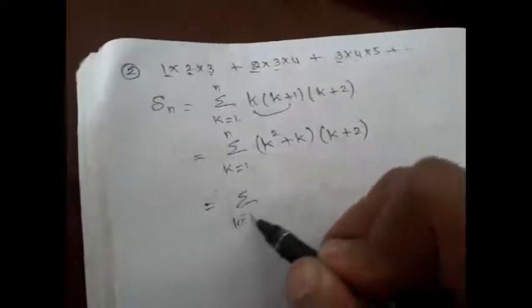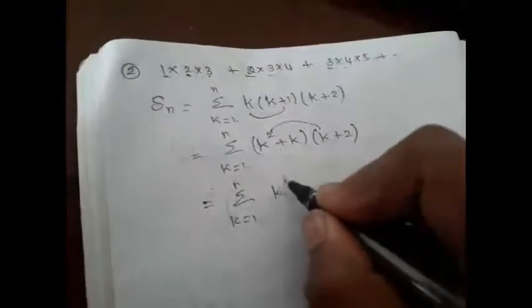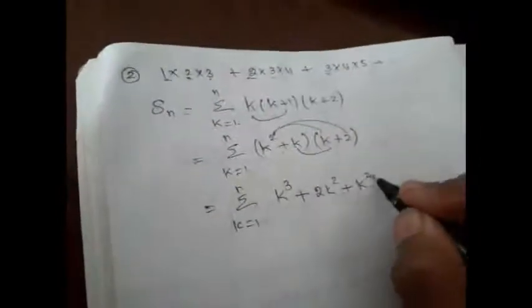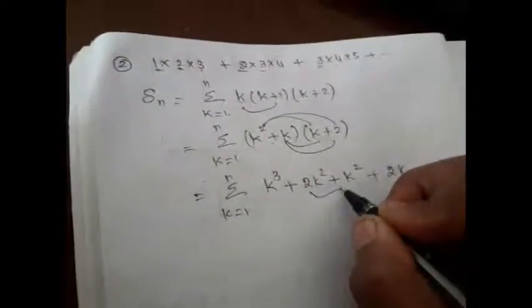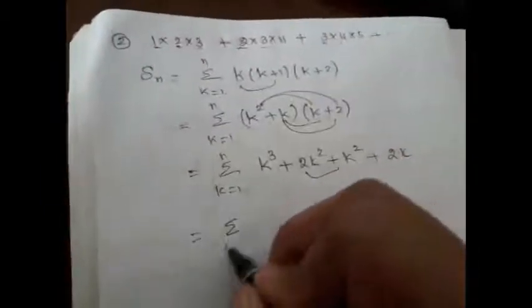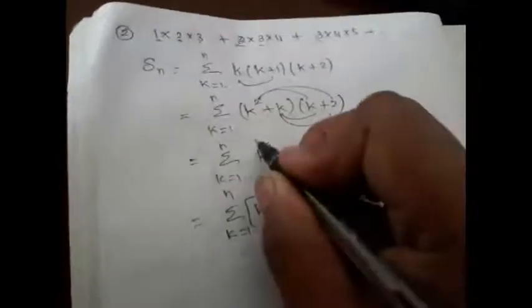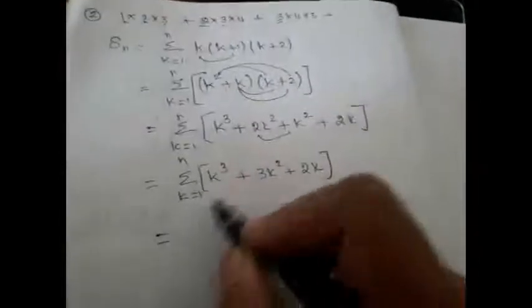Now again I am going to multiply this with this term by term. k into k square, it is going to be k cube, plus k square into 2, it is going to be 2k square, plus k into k is going to be k square, plus k into 2 is going to be 2k. Now we can add these two since both are of k square. So summation k equals 1 to n of (k cube plus 3k square plus 2k). Kindly maintain the brackets because this summation is for the entire term. Alright. So now you can segregate.